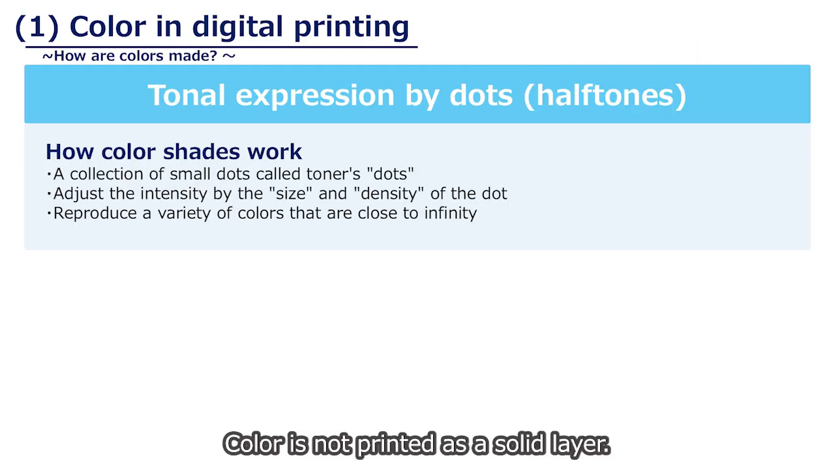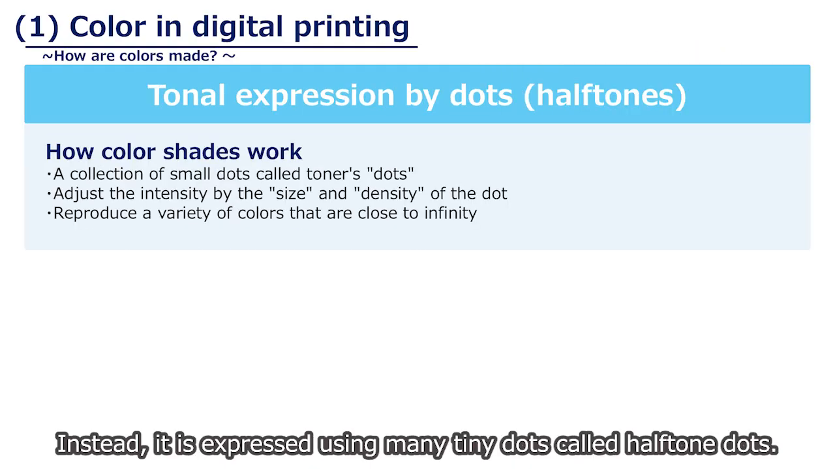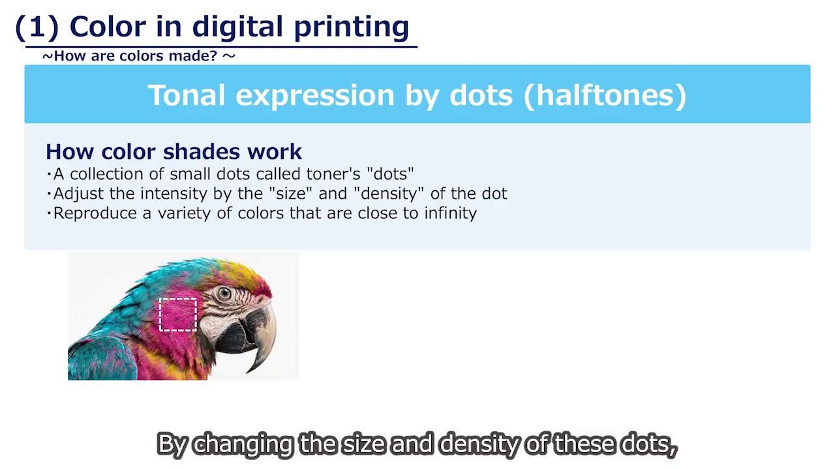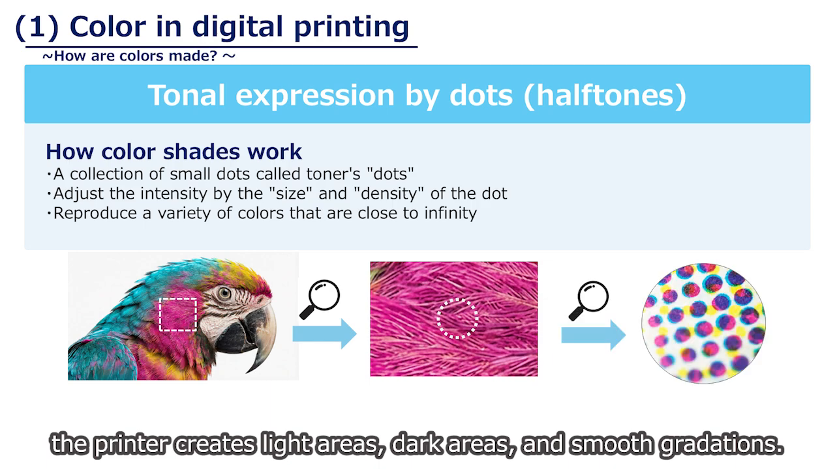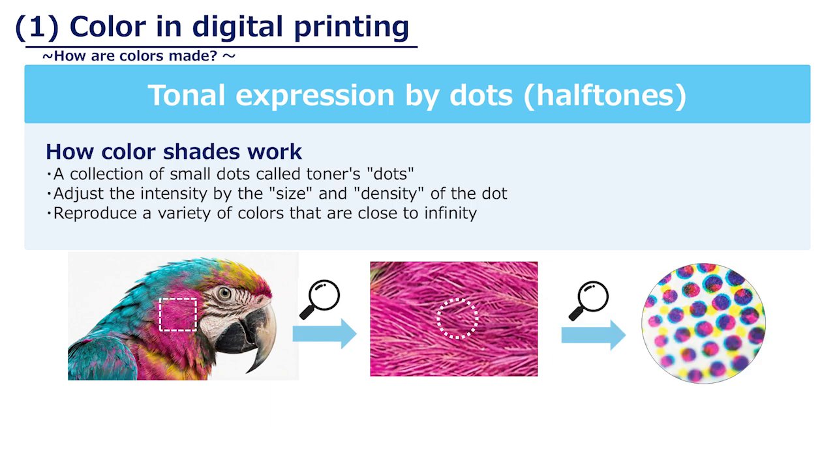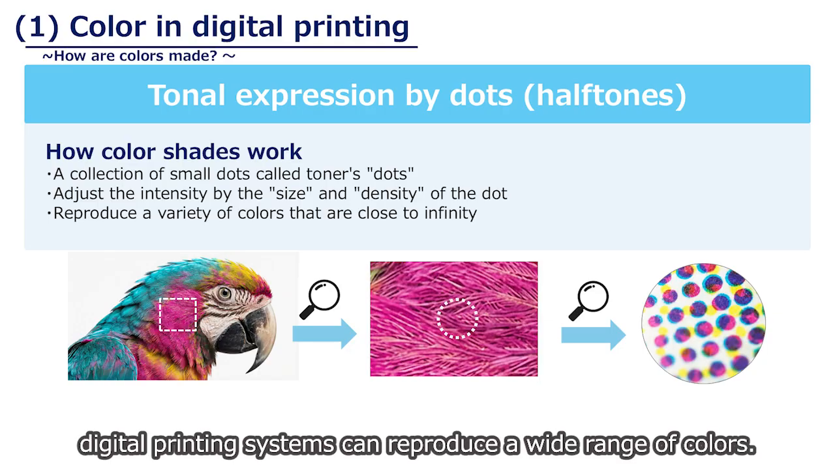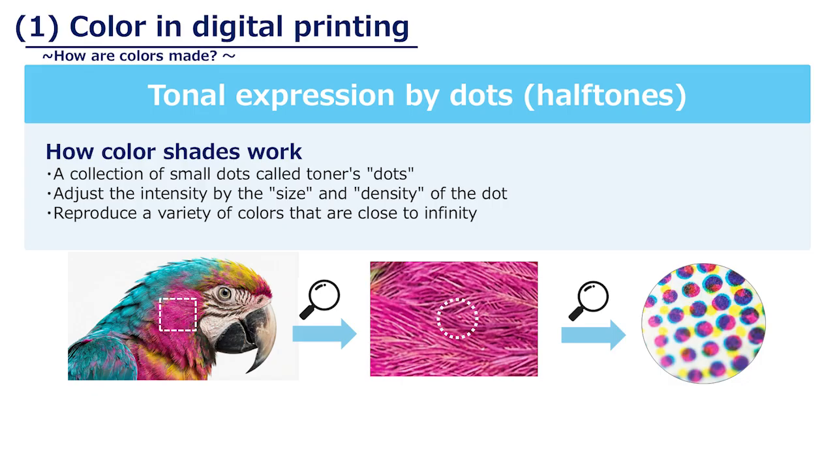Color is not printed as a solid layer. Instead, it is expressed using many tiny dots called halftone dots. By changing the size and density of these dots, the printer creates light areas, dark areas, and smooth gradations. Through the combination of CMYK toner and halftone control, digital printing systems can reproduce a wide range of colors.